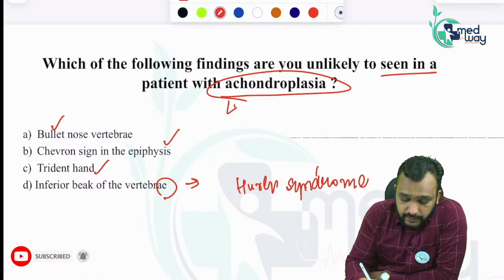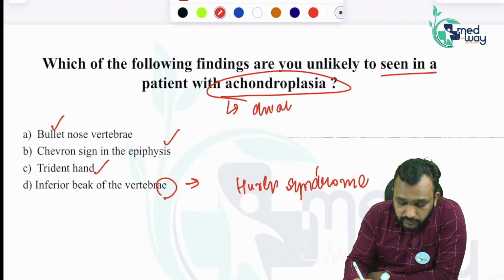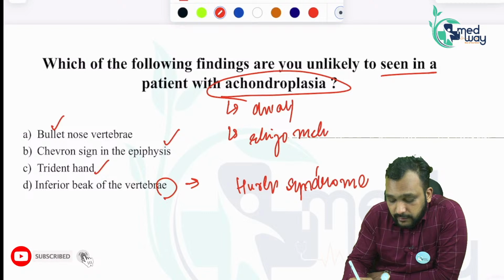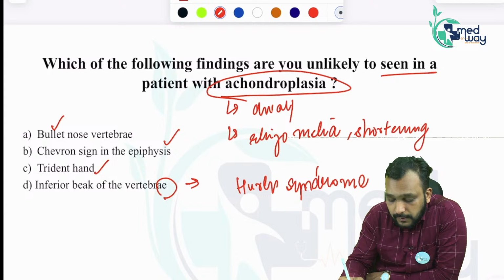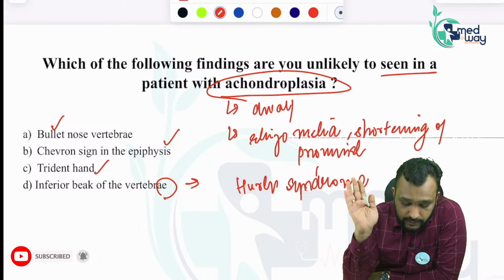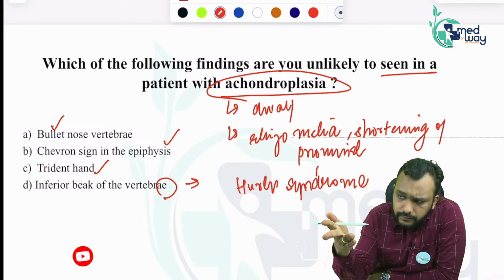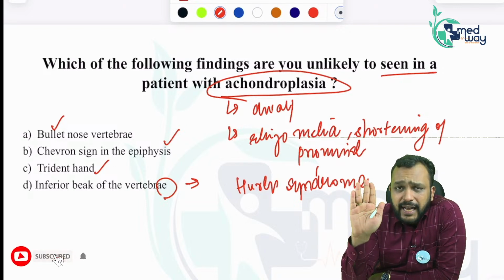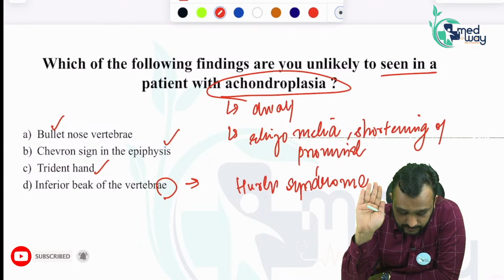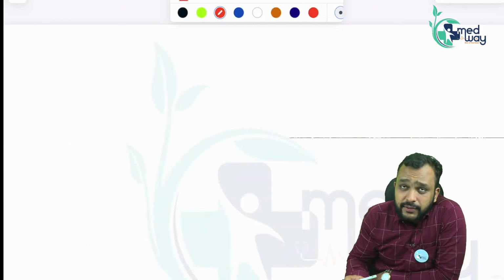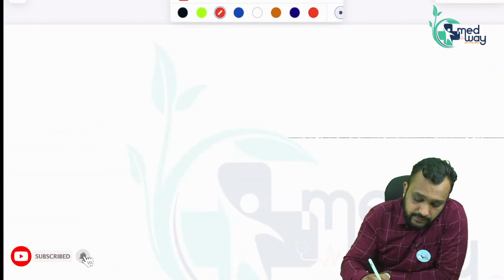So just remember that in achondroplasia, patients will be dwarf, okay? They will have a rhizomelia. It means that there will be shortening of proximal limbs. Right, and if I talk about chevron sign in the epiphysis, okay, trident hand, so there will be gap between the third and fourth fingers, right, and bullet nose vertebra, again which is a characteristic sign that you are going to see in the achondroplasia.